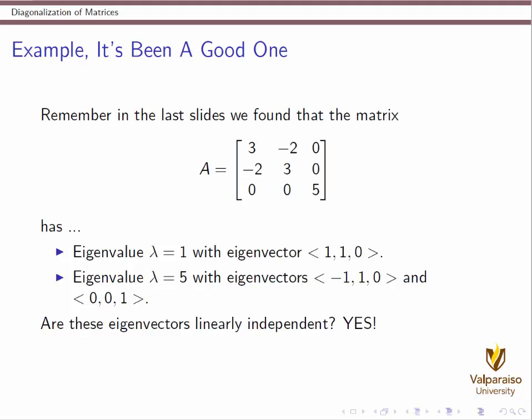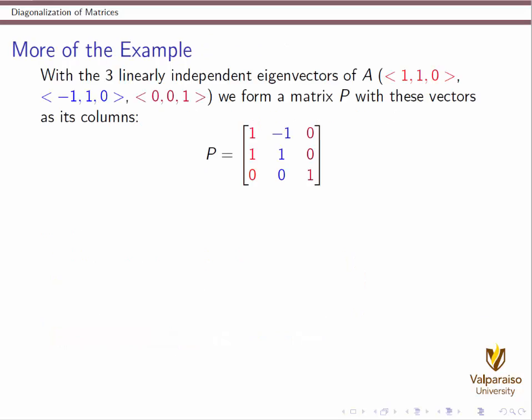But it turns out that, yes, these three eigenvectors are indeed linearly independent. Therefore, this matrix A can be diagonalized, and we will diagonalize it by using those eigenvectors. So here we go. The three eigenvectors are shown. One's in red, one's in blue, one's in some kind of weird purple thing.